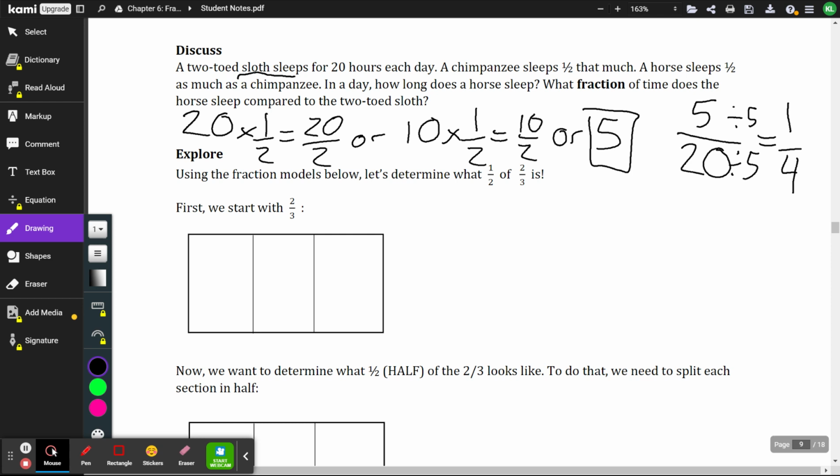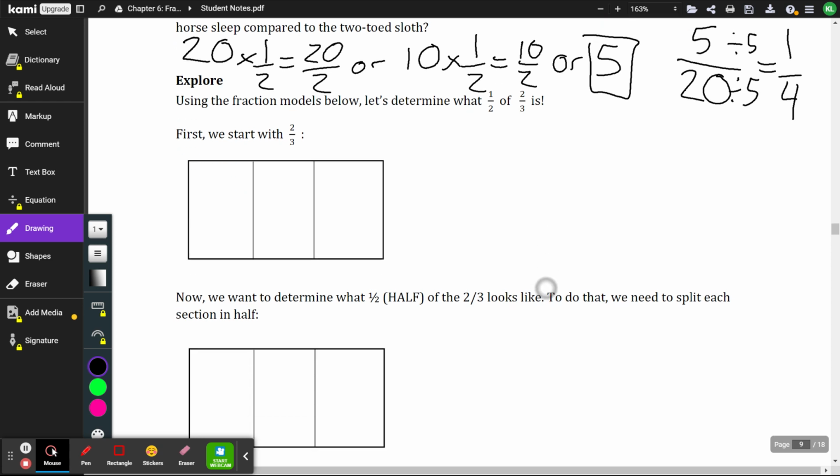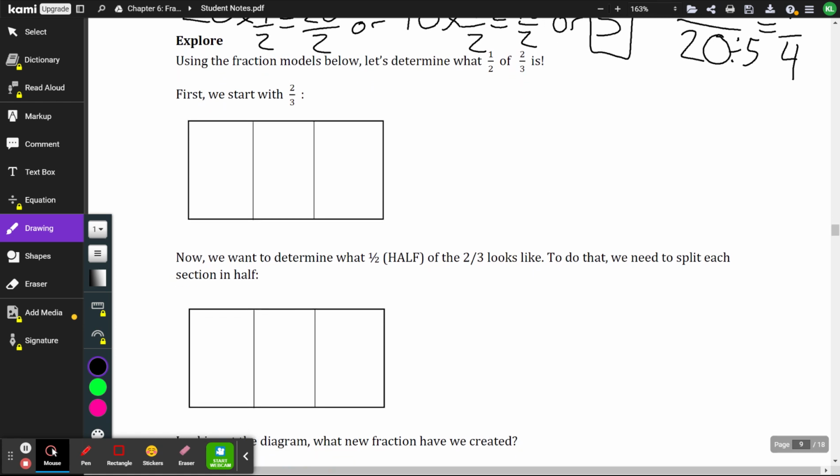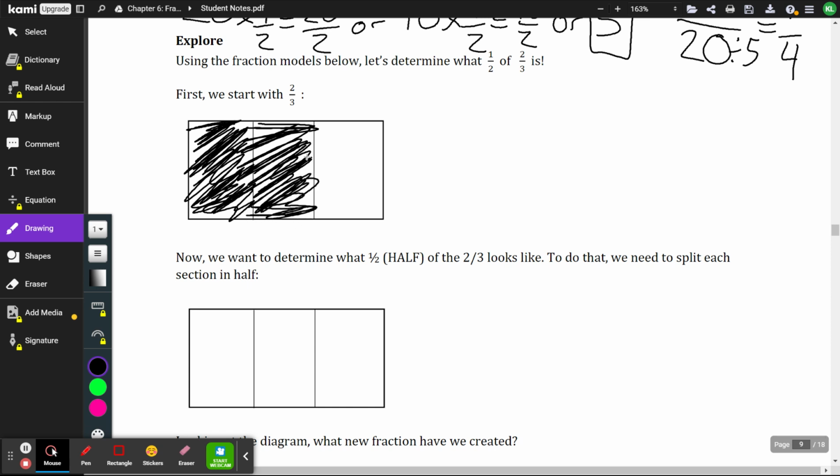So we're going to move on to the explore here down below. So using the fraction models below, let's determine what 1/2 of 2/3 is. To find 1/2 of 2/3, I can't just divide that yet. So I'm going to draw out what 2/3 would look like. So I'll shade it really nice. I have 1/3 and 2/3.